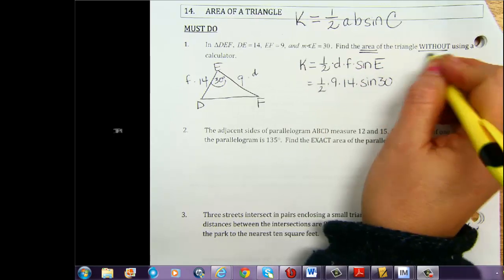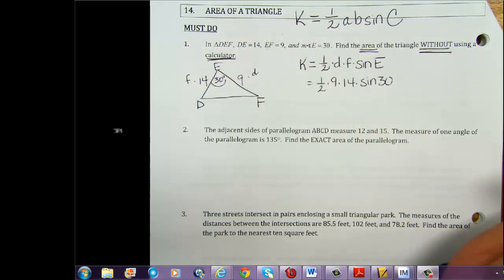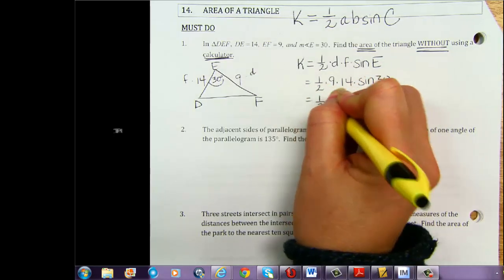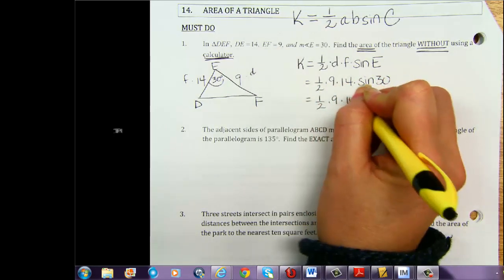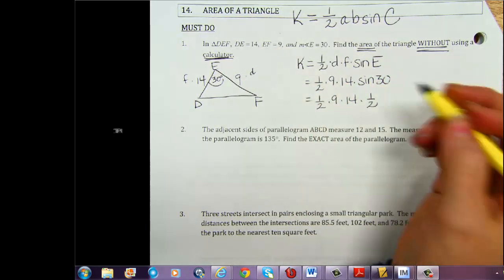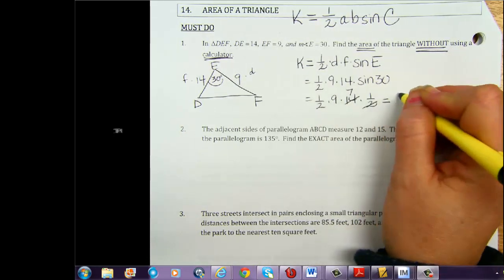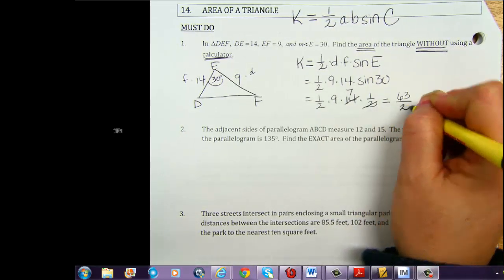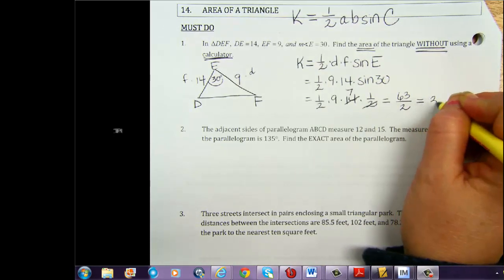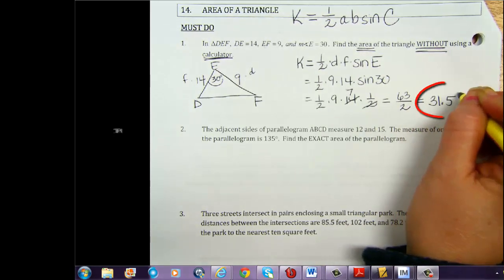Now the instructions are very clear about not using a calculator, and that's because I know these values. Sine 30 is 1/2. So I have 1/2 times 9 times 14 times 1/2. I can simplify the 14 with one of my 2's. Multiply the tops. 9 times 7 is 63. We have 2 on the bottom. 63 halves is 31.5.